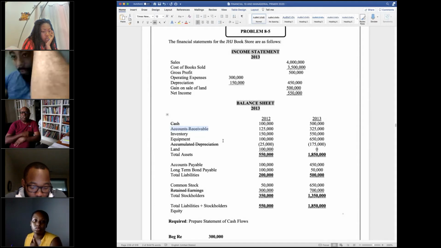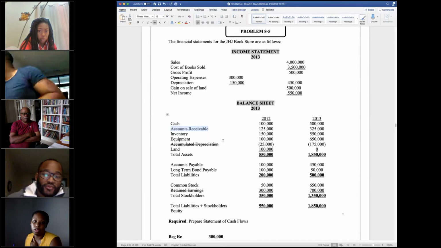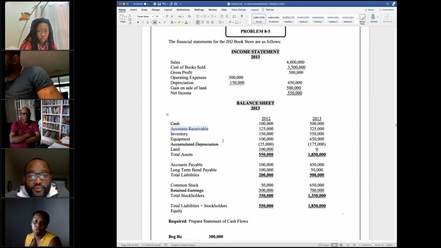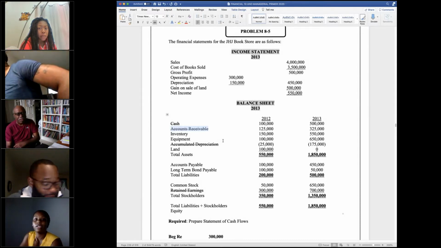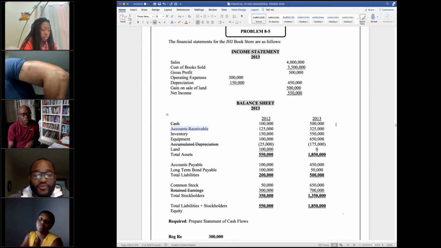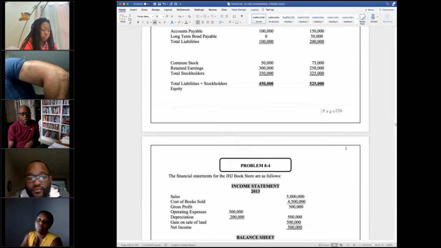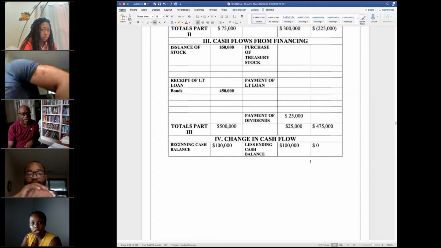You all tell me about inventory. Inventory was at 150, and in 2013 it went up to 550,000. So it increased by 400,000. So it did just like the receivable. So we're going to treat it the same way. So it's a use as well, a use of cash.